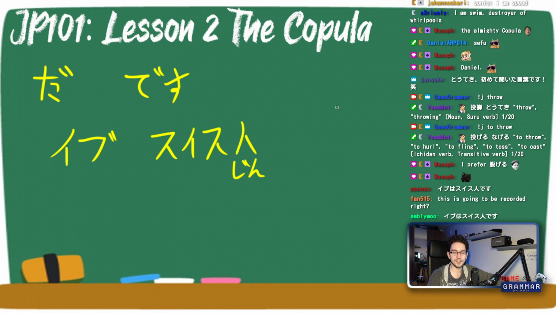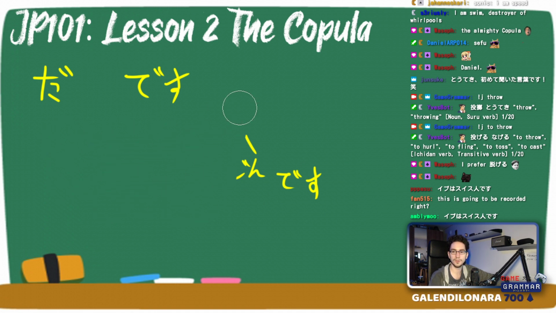There you go. Ibu wa Swissujin desu. Yes, you're all getting it. Very good. Ibu wa Swissujin desu. Easy, right? You use the same pattern. In our case, this was like X and this is like Y. So we just put it in here. We add wa and we add this at the end. And that's all we need to do, right? Wa desu. Ibu wa Swissujin desu.